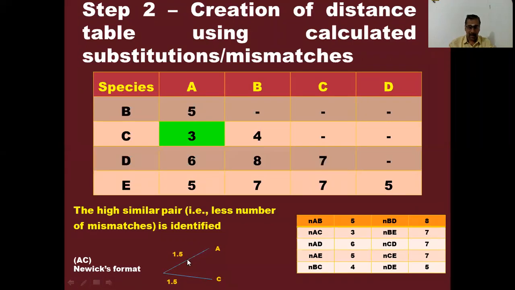Now here initially I have predicted a simple phylogenetic tree. The number of mismatches is 3, right? So the distance between A and C should be 3. The internal node is actually 1.5.